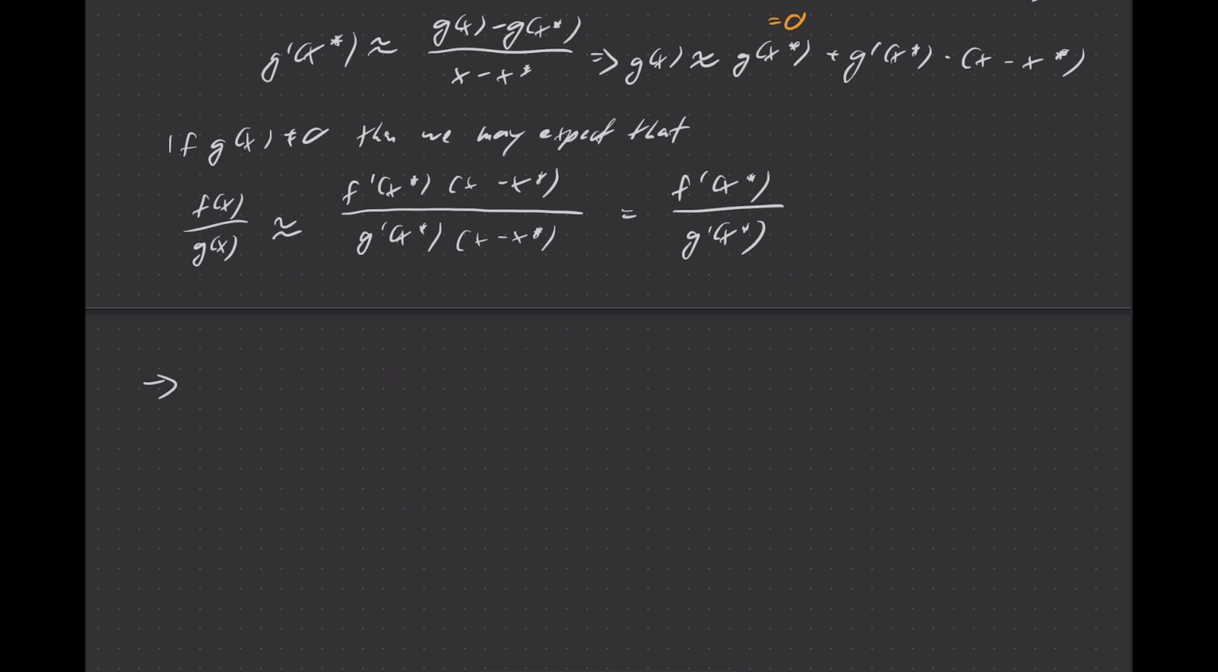And thus, of course, if we take the limit of that expression, f of x over g of x as x tends to x star, then we'd expect that to be approximately the same as the limit of x to x star of f prime of x over g prime of x, which is in the limit this expression here.